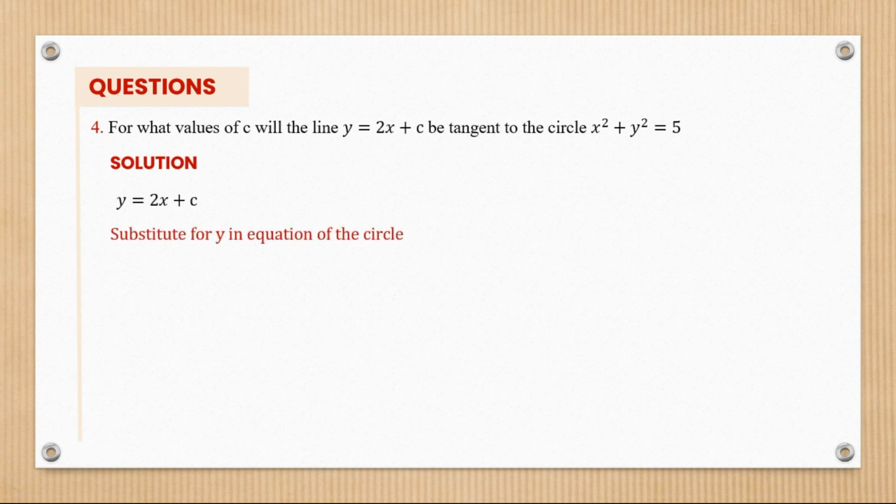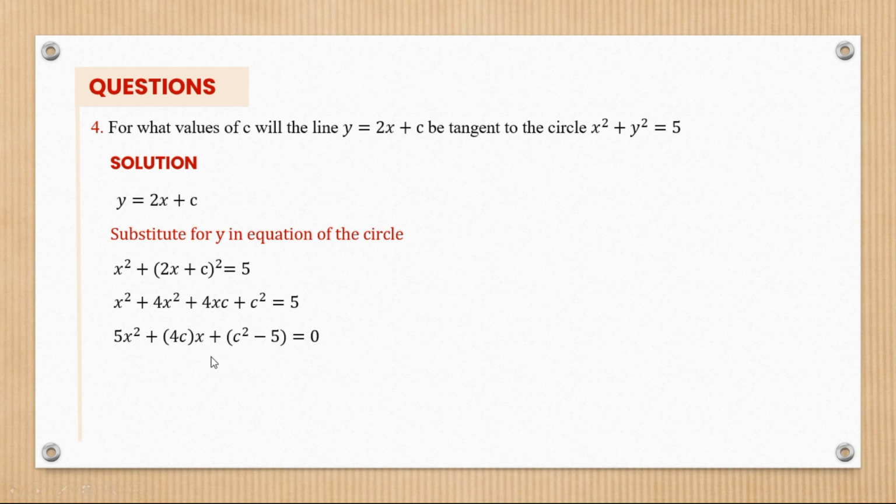So first of all, we're going to substitute for y into the equation of the circle, and then when I expand further, I'll have x squared plus 4x squared plus 4xc plus c squared is equal to 5. So now separate the terms that have x squared, those that have x to the power 1 and those that don't. So when I group them, I'll have it this way. So this is what I have finally. So now that I have that, I can now compare.